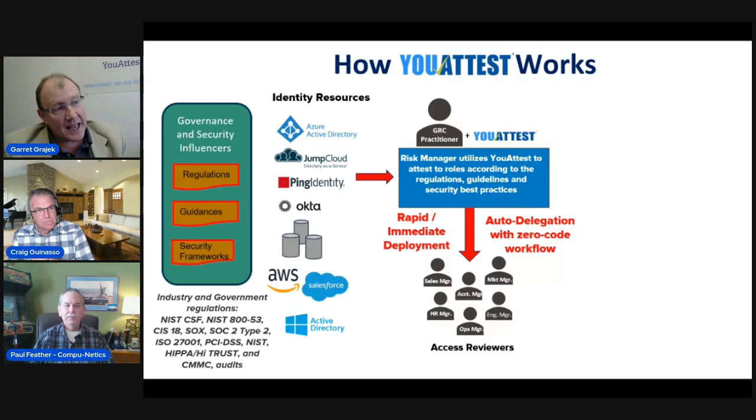And in the same process, it's also able to detect segregation of duties violations, saying he's a member of this group and this group. He has this permission and this permission. All of that is being done right here. And this all goes back up to the GRC practitioner.